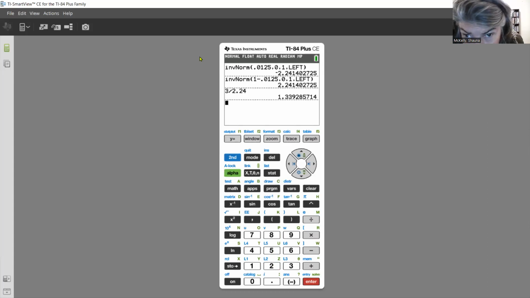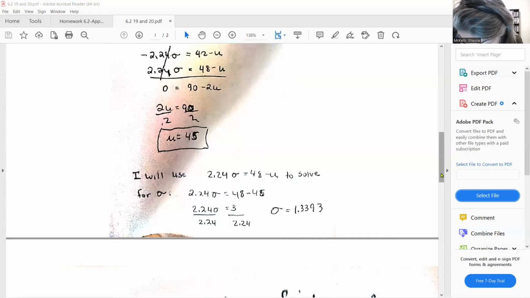So let's go back and do 19. Now, hold on, let me rotate this back to the homework questions so we can see what we're doing here. I'm gonna drop that down. Okay, so now there's my homework. And if you look, scroll down in this window.